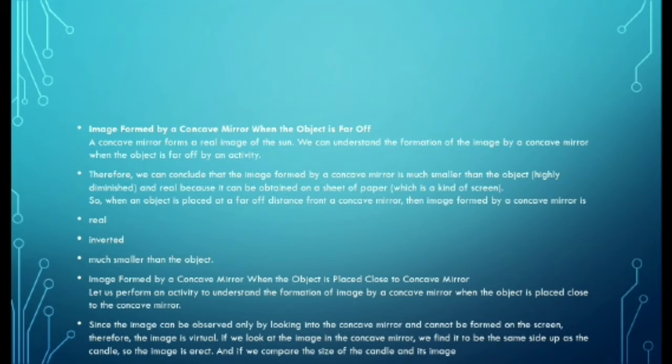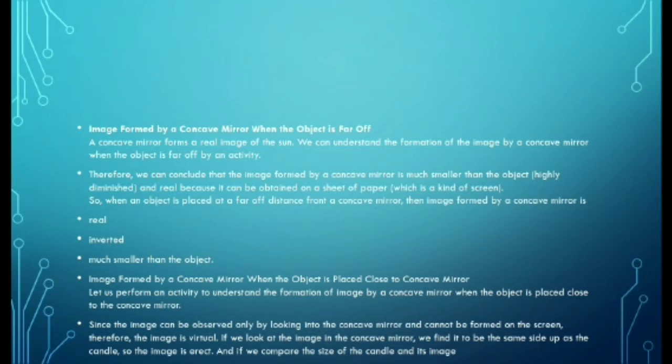Image formed by a concave mirror when the object is placed close to the concave mirror. Let us perform an activity to understand the formation of image by a concave mirror when the object is placed close to the concave mirror. Since the image can be observed only by looking into the concave mirror and cannot be formed on the screen, therefore the image is virtual.